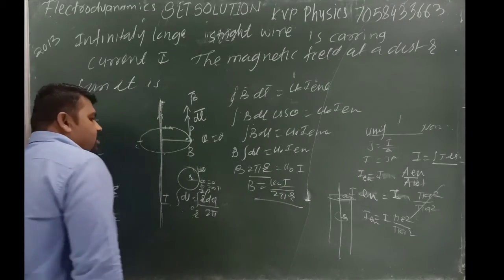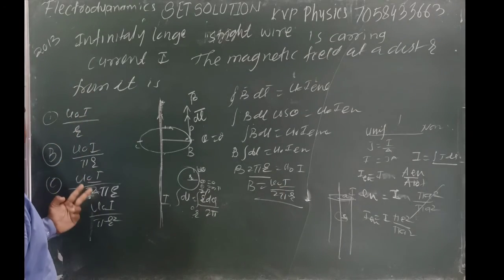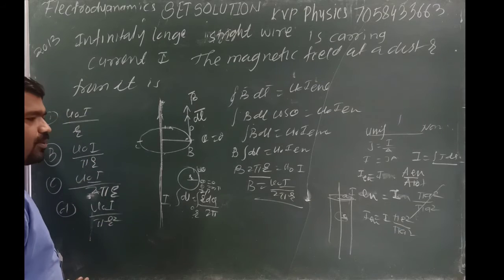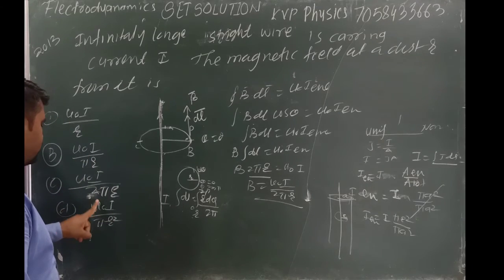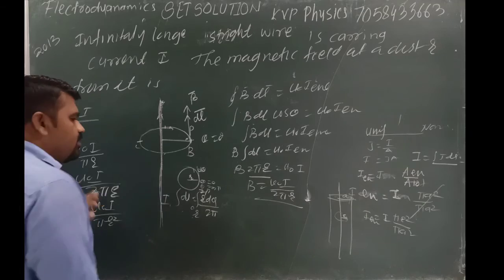Mu naught I upon 2 pi r. In all cases it is mu naught I. This one is common for this case. Here is r, here is pi r, here is 2 pi r, and here is pi r square. Which of the following is correct?